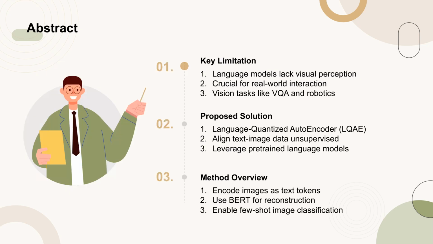The key limitation of large language models is their inability to perceive visual information, which is essential for tasks involving real-world interactions such as visual question answering and robotics. To address this, we propose the Language-Quantized AutoEncoder, LQAE, a method that aligns text and image data in an unsupervised manner by leveraging pre-trained language models like BERT. This approach involves encoding images as sequences of text tokens, using BERT for reconstruction, and enabling few-shot image classification. This method allows for the use of large language models in tasks that traditionally require visual input.